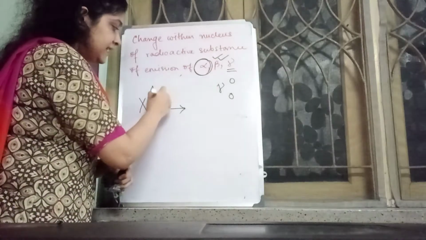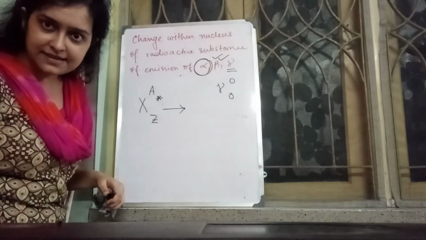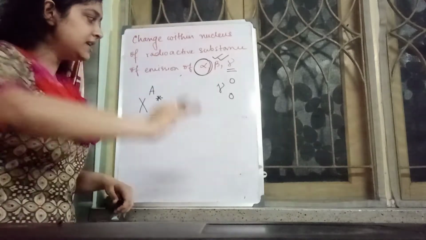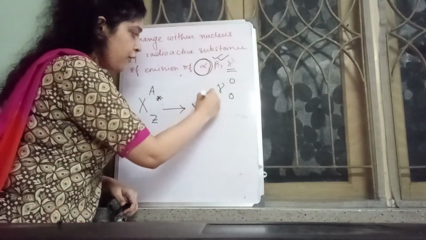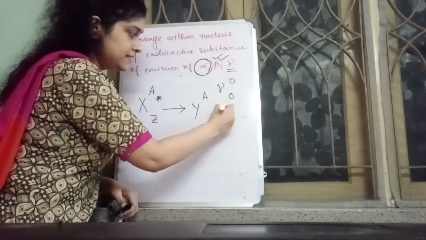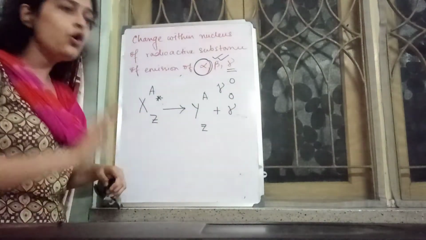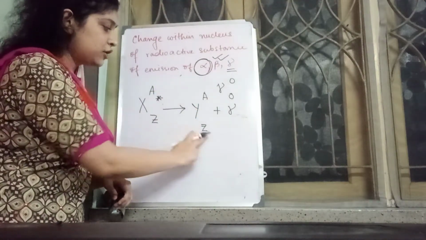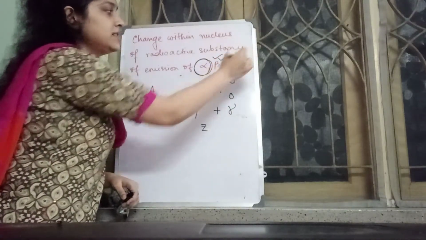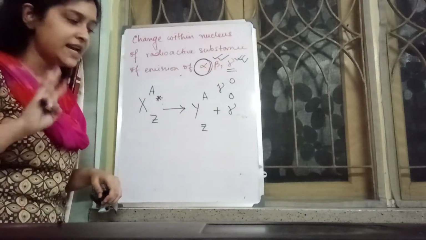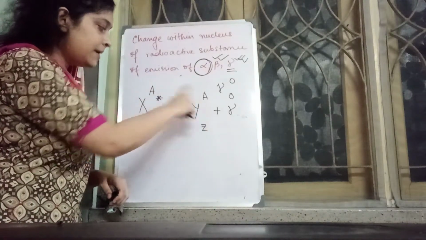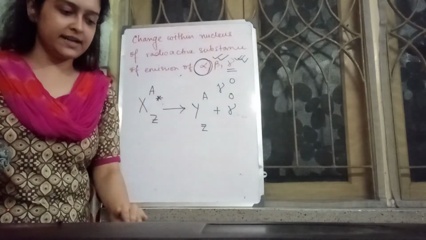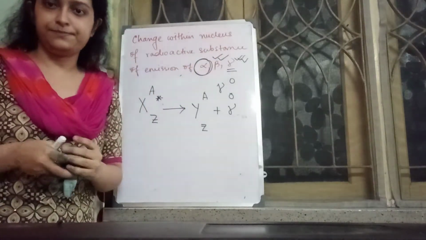So, if this is in the star, it represents excited state. Excited state means it is in a higher energy level. It will release energy in the form of gamma, forming the daughter nucleus, and no change in the atomic mass number or no change in the atomic number. So when gamma is emitted, no change in atomic mass number or atomic number. Only it comes from higher energy level to lower energy level. That is the difference.